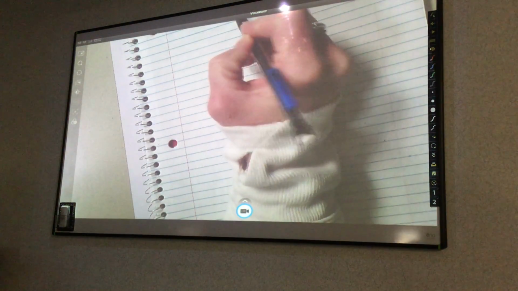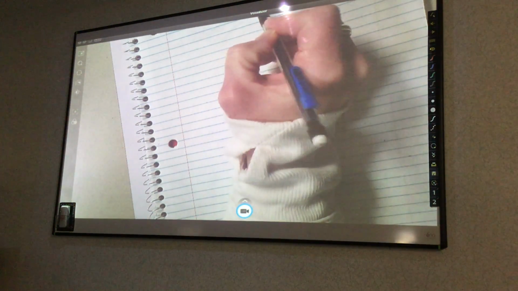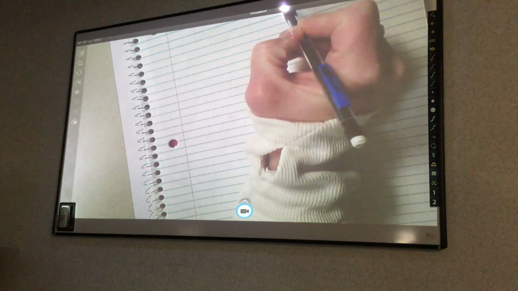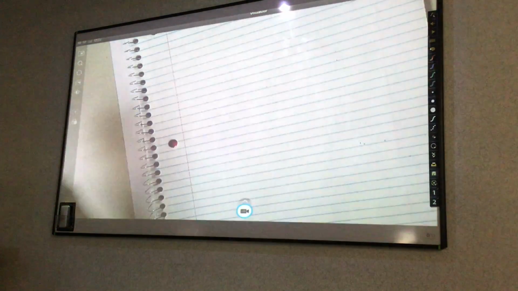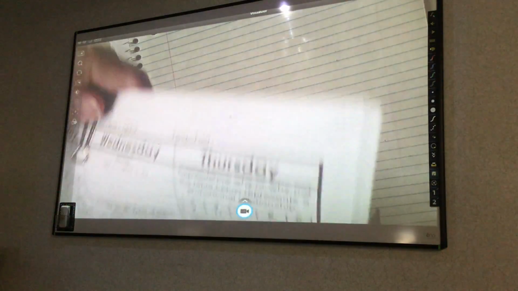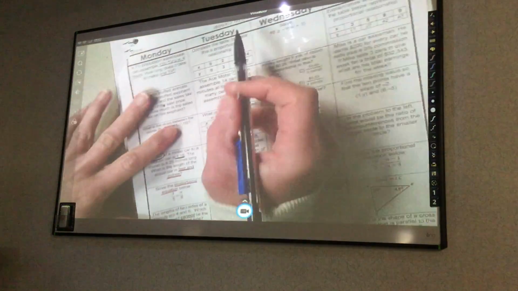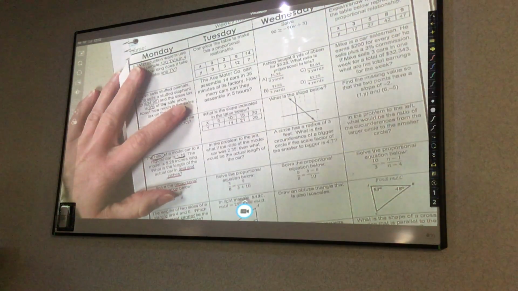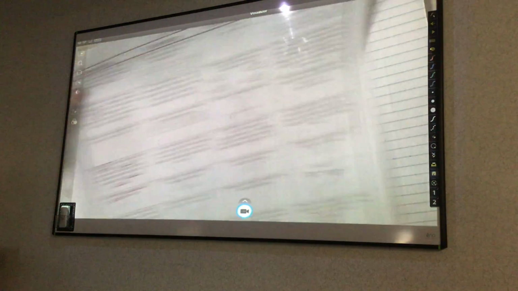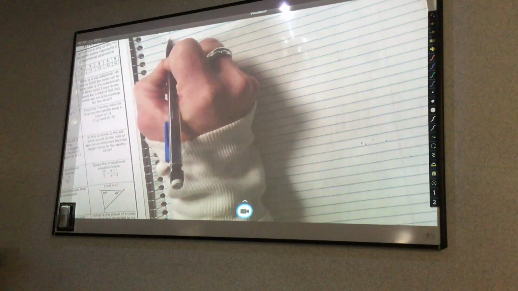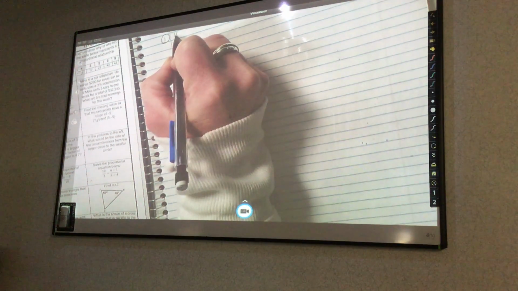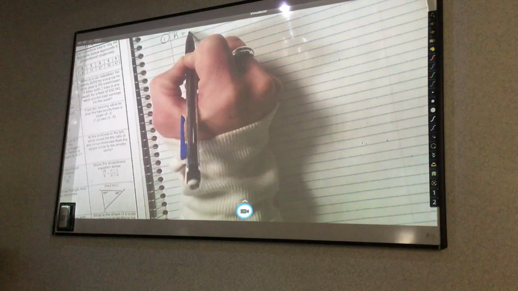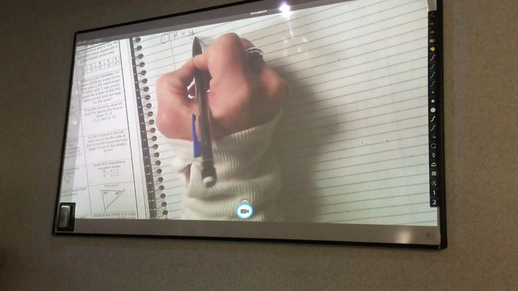Got order 3, week 2, and today is Tuesday. It says, complete the table to make this proportional relationship. I'm sure you did not do it on your paper. I want you to add that the constant, which is K, equals Y over X.